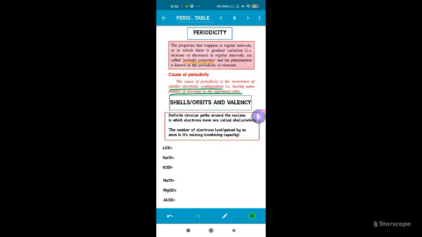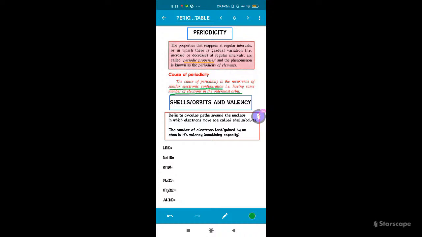Let's see. Shells, orbits and valencies. We have studied what are orbits and what is valency. Let us do a quick recapitulation. Definite circular paths around the nucleus in which electrons move are called shells or orbits. And the number of electrons present in the outermost shell of an atom is known as the valency. Depending upon the valency, we can say whether it is a metal or a non-metal. It also helps us understand how many electrons are lost or gained by an atom to form an ion.